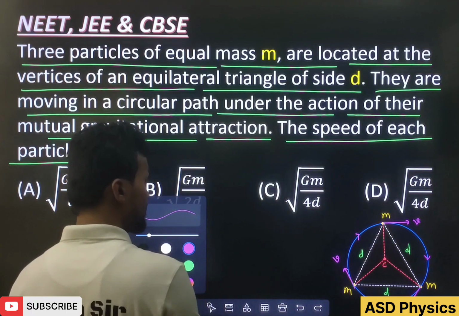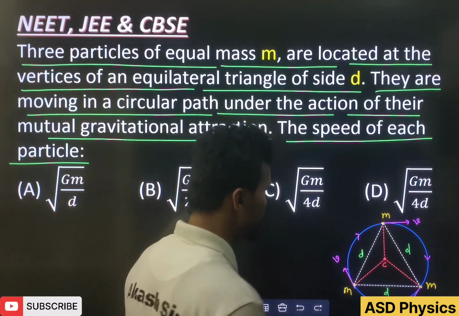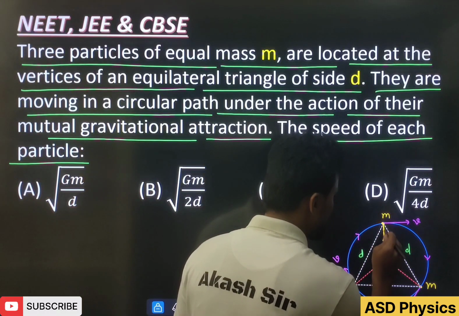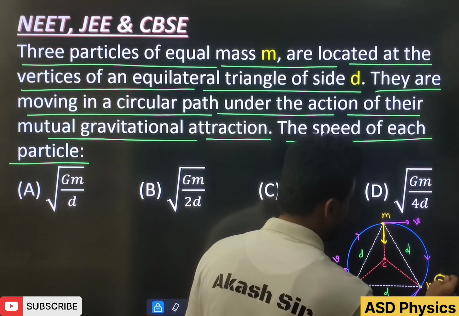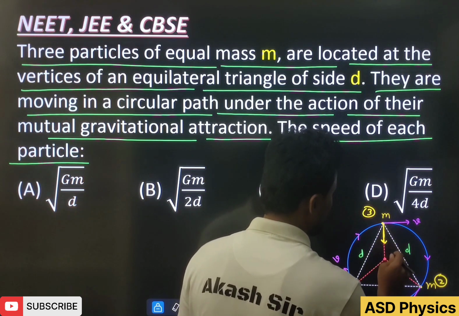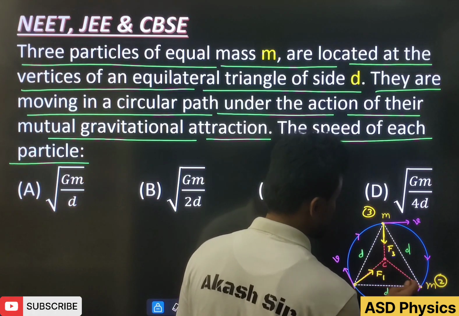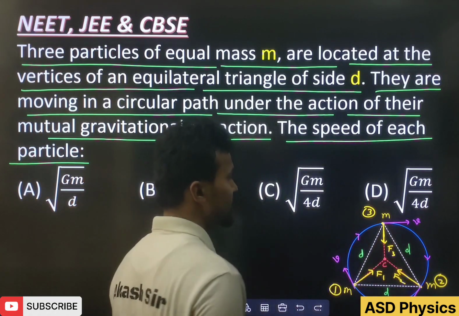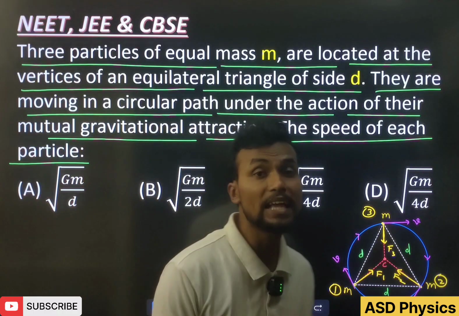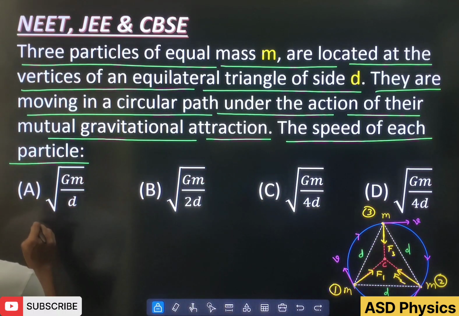And you know very well, whenever particles move in a circular path, they need a centripetal force. Before also I have talked to you about this. Let's take this as mass 1, this as mass 2, this as mass 3. So this will be F3 towards the center, this is F1, and here towards the center F2. So this F1, F2, F3 will act as the centripetal force, and then only they will move in a circular path here.